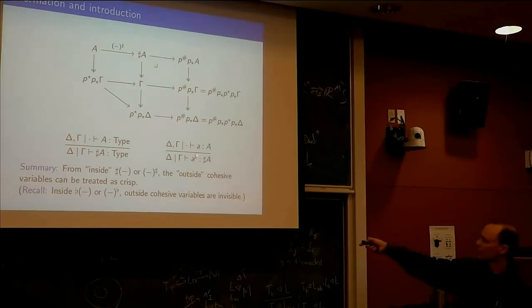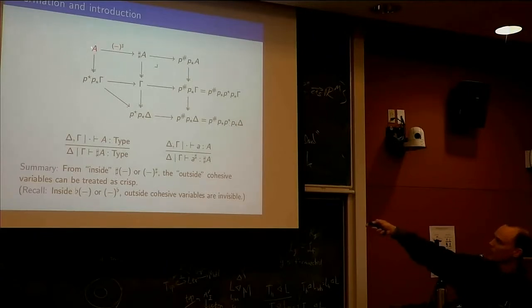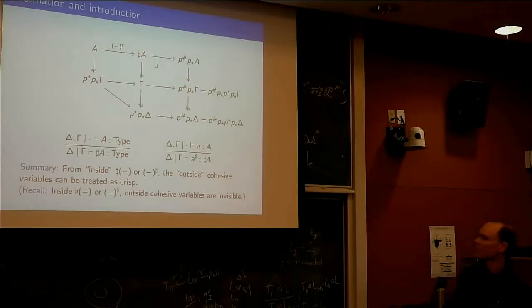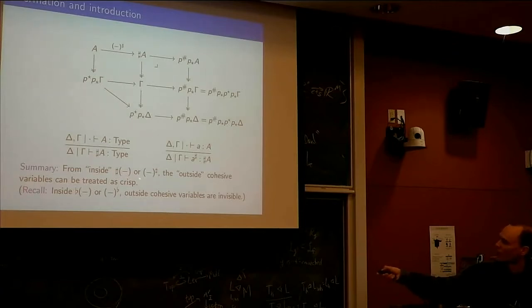And the same thing happens for the introduction rule. This map up here is the upper sharp that maps from A, which is a crisp element of A that depends only on crisp context, and it maps into sharp of A, which is related as cohesive context. So just like inside flat, the cohesive variables from outside are invisible. Inside of sharp, the cohesive variables from outside can get treated as if they were crisp.